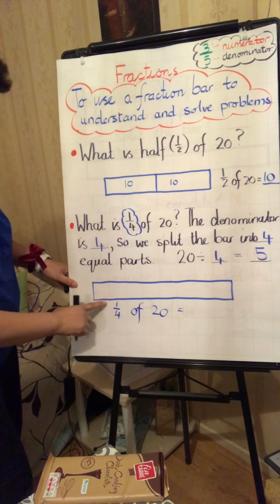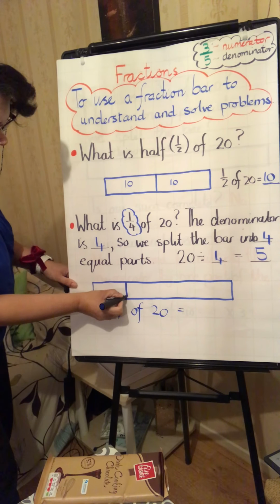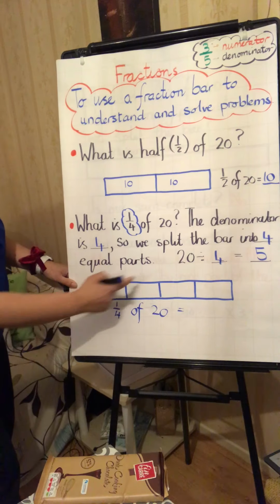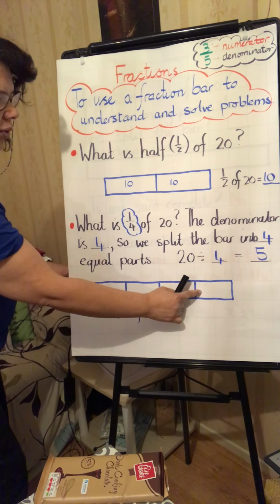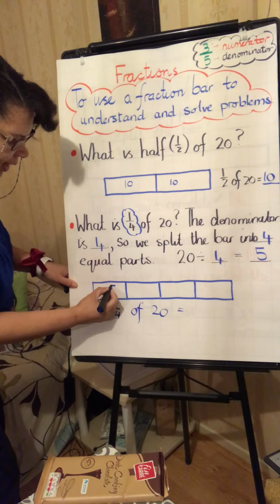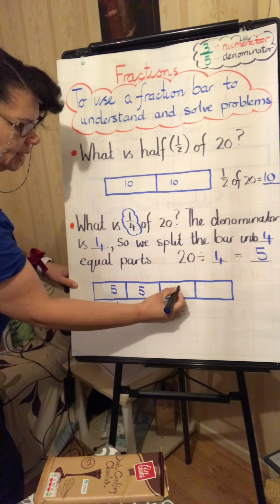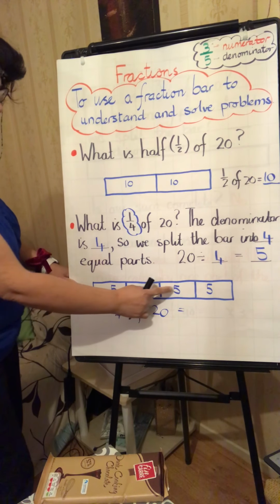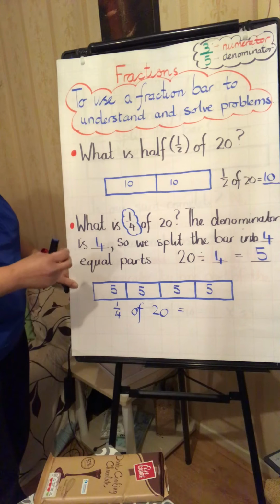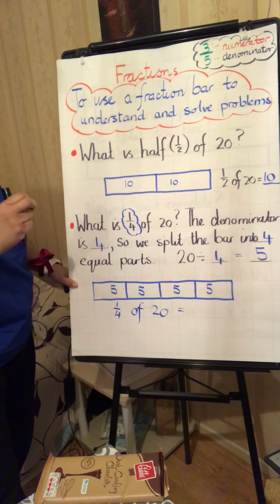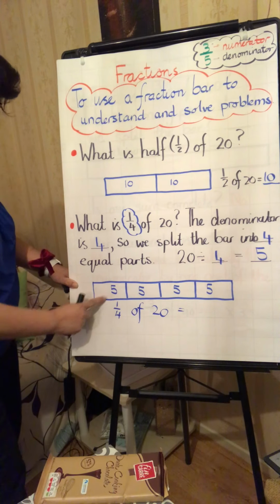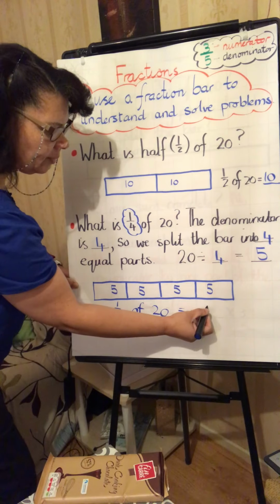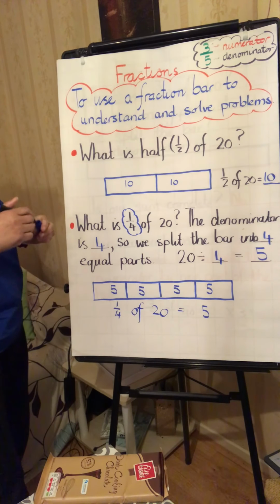So I'm going to count here 4 parts. 1, 2, 3, and 4. So 20 divided by 1, 2, 3, 4 is equal to 5. So I can put 5 in my first part, 5 in my second part, 5 in my third, and 5 in my fourth. Remember, they must be the same. They must be equal numbers, equal parts, if you're going to have a fraction of a number. So we now know that 1/4 of 20 is equal to 5. Well done.